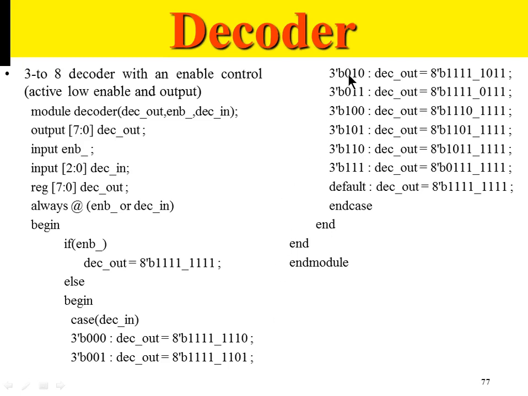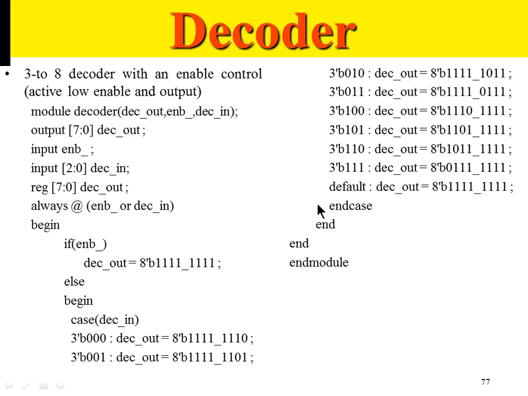When DC in is 010, the 3-bit binary input value, the second output will go high, and the rest of the outputs will be deactivated. When it is 011, output number 3, and all the way similarly up to the MSB, which is 7. So if it is 111, DC in, the 7th output will go high.